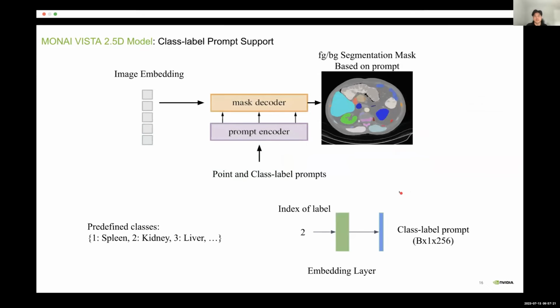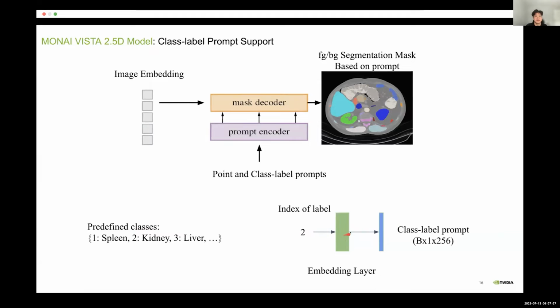In this slide, we show more details about the class label prompt. Let's say we have a set of predefined classes as known classes. For example, 1 for spleen, 2 for kidney, 3 for liver, and each class is labeled by an integer. The bottom right plot shows how we create a class label prompt for kidney. Let's say we want to segment out the kidney, and the index representing kidney is 2. It is encoded by the embedding layer.